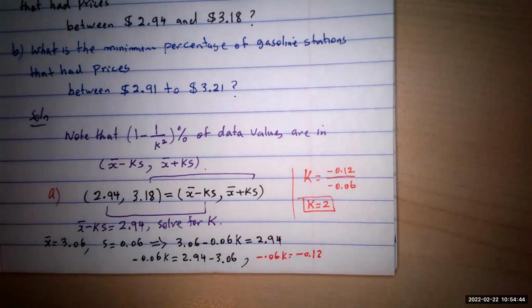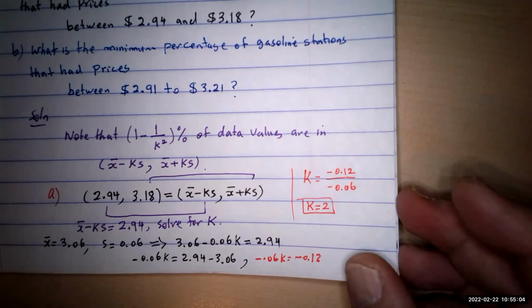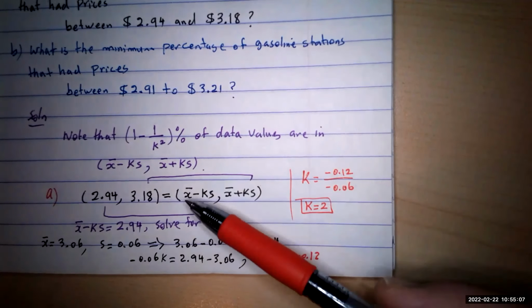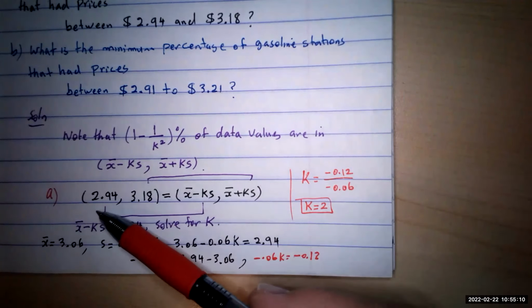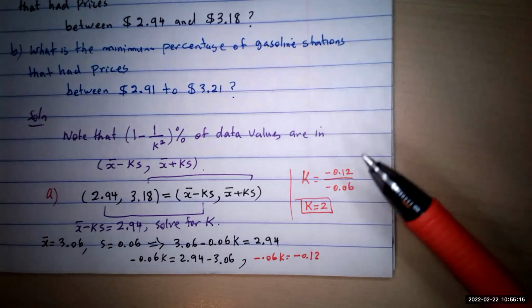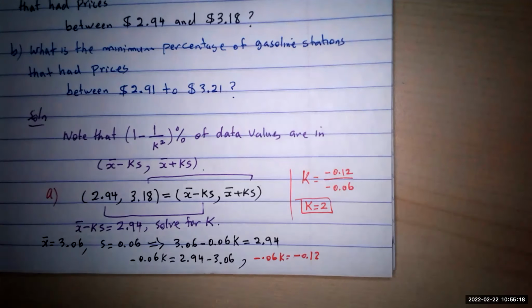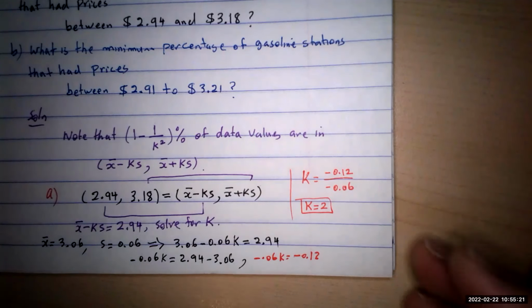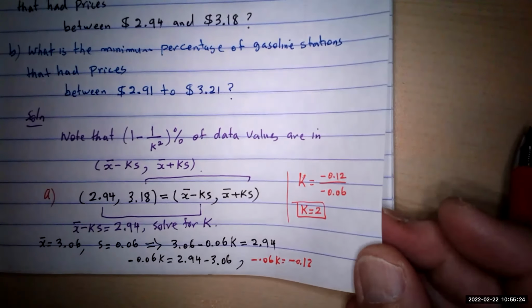But remember, you're not done because they ask for the percentage, the minimum percentage. So we know that K equal to 2 corresponds to the 75%. We have to explain it that way. I'm going to write down the 75% on the next page. Any question? I just did the lower range, if you like. You can do the upper range, X bar plus K, it doesn't matter. You don't have to do both of them. Just one of them would be fine. But you have to explain it. You're not done. Any question?